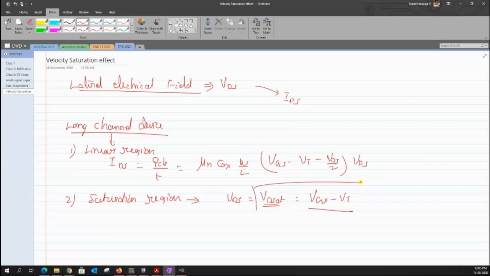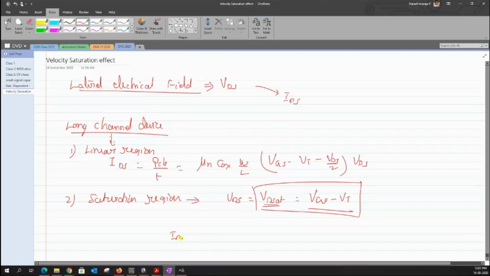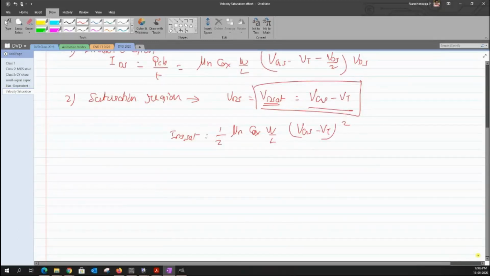This is more important. What I've done is I tried to replace this VDS with the VGS minus VT expression. When we do so, we end up having this current equation, which I can write as ID sat, the current in saturation, as something like half mu n COX W by L into (VGS minus VT) the whole square.